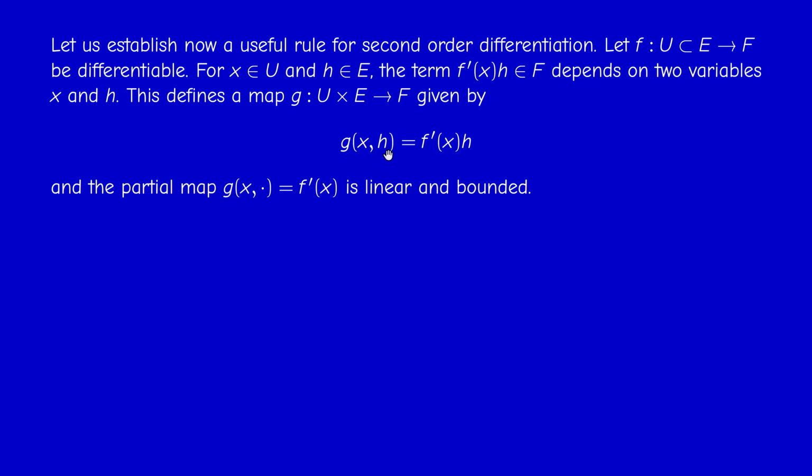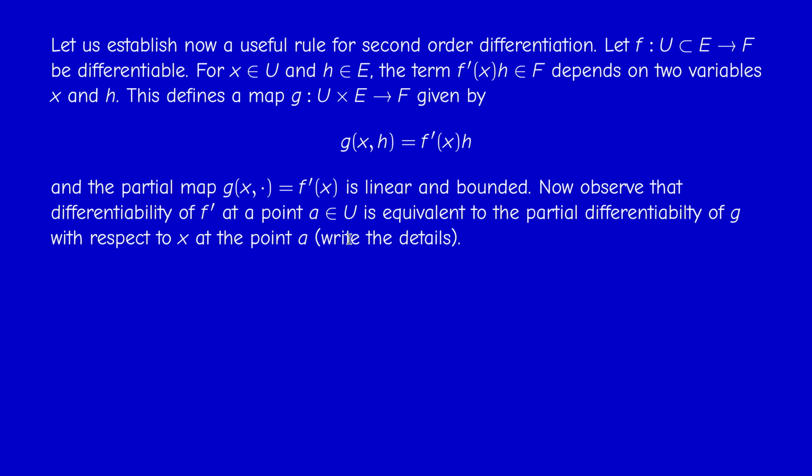And we have to observe that g is by definition linear and bounded in h. Not necessarily linear and bounded in x, but it's necessarily linear and bounded in h, the second variable. Okay. So otherwise stated, I can write this in this form. This is the partial map. Okay. This is the partial map. This is the map as a function of h, fixing the first one. Okay.